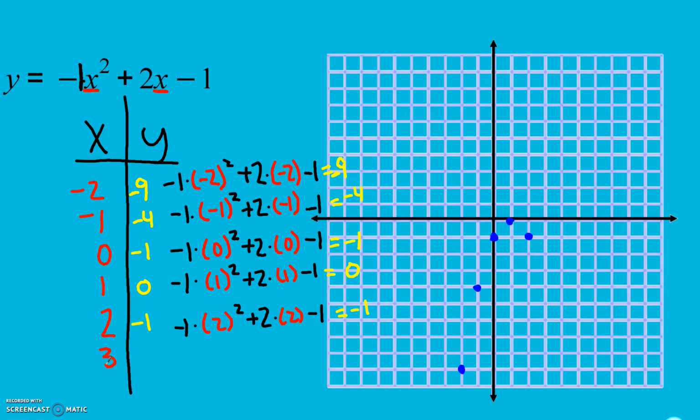So if I plug in 3, again, I'm going to take -1 times my 3 squared. 3 is my x, plus 2 times that 3 value, minus 1, which gives me -4. So when I plot that point at 3, -4, we can see that yes, it is coming back down. So we need to keep going, guys, with points until we have at least 2 on each side of that minimum or maximum point, which we call our vertex. So here I have 3 points to the left, 2 to the right, and I'm going to go ahead and connect them.